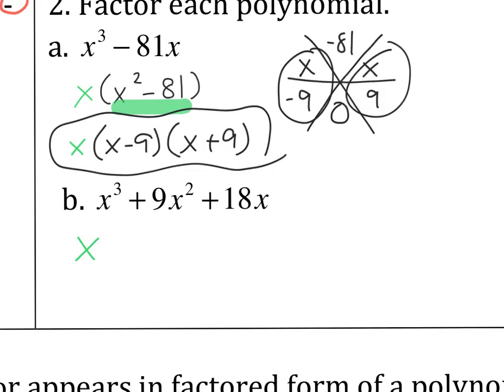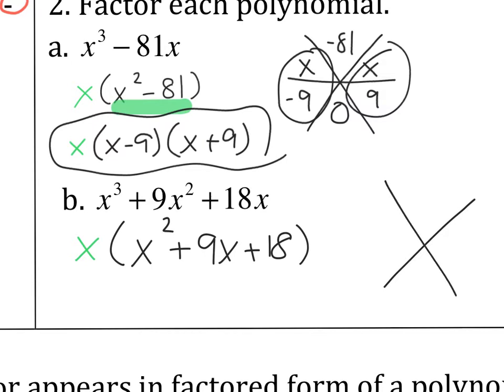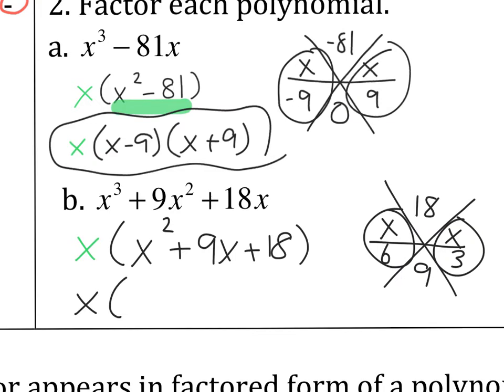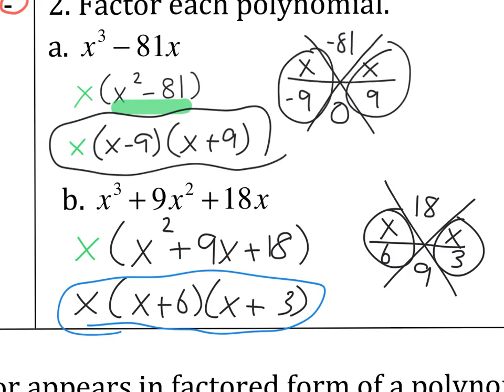And for b here, we're going to pull out an x. So now I get x squared plus 9x plus 18. And if you don't see the quick factors there, let's put 18 on top, 9 on the bottom, x is on the wings, 6 and 3. 6 times 3 is 18. 6 plus 3 is 9. So I bring down the x plus 6 and the x plus 3. Box or circle to show my commitment to it.